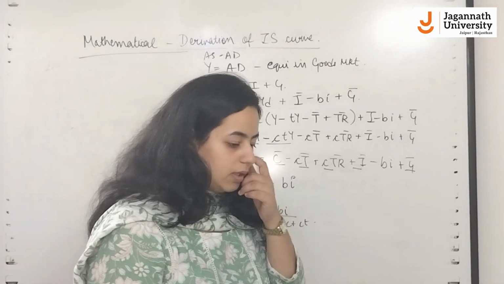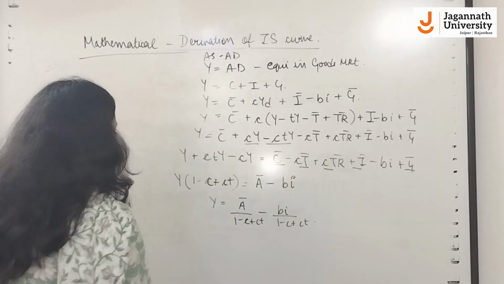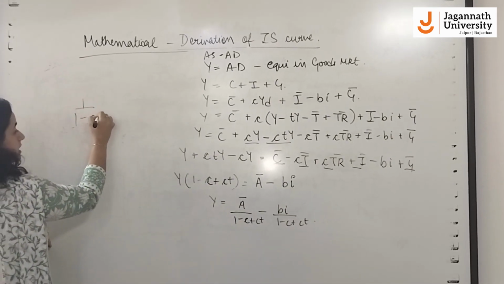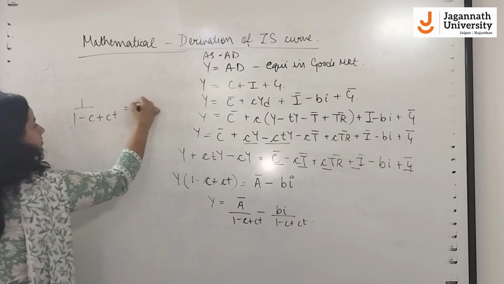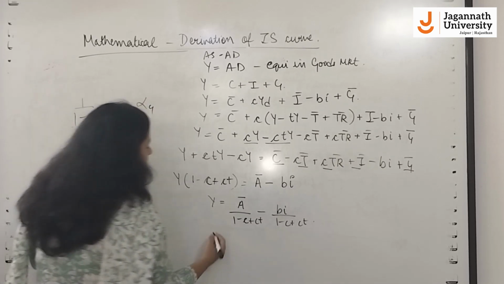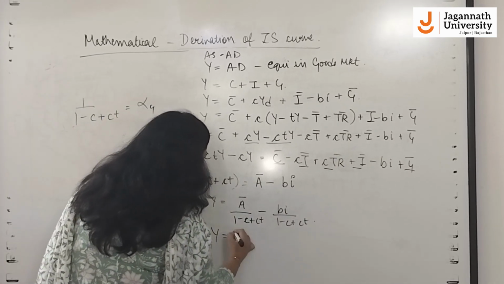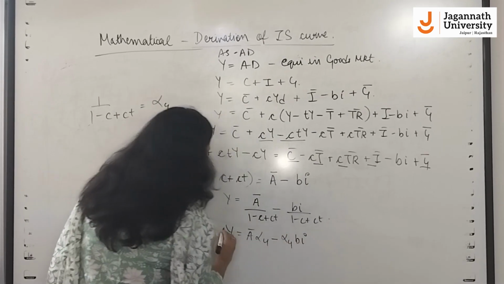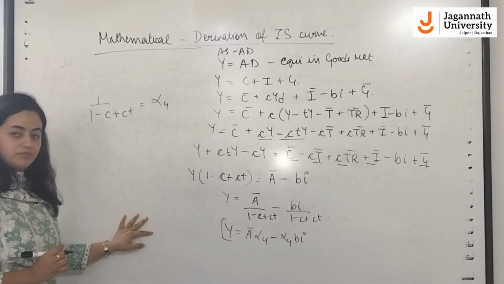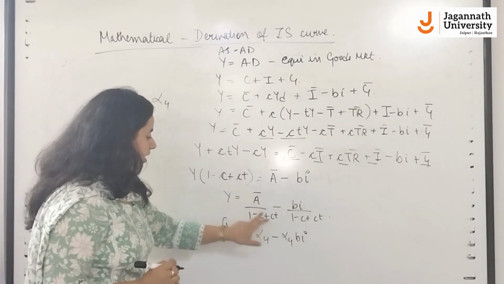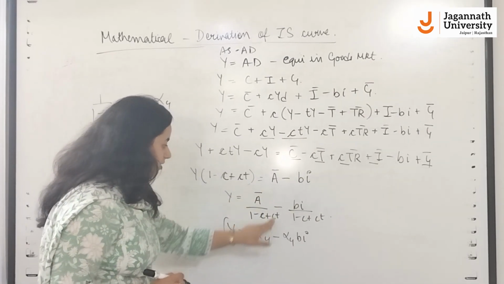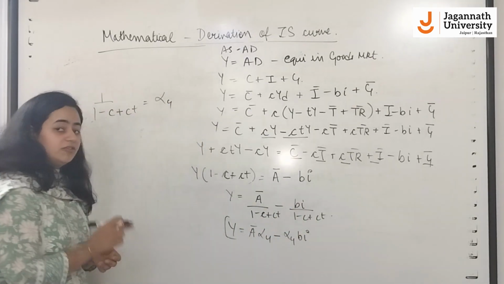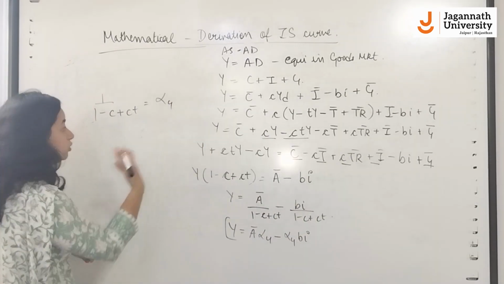After this, 1 upon this is what? I have just told you, 1 upon 1 minus c plus ct is nothing but alpha g. So I can write it as y is equal to a bar into alpha g minus alpha g into Bi. Till here, are we clear? Y is equal to a bar into 1 upon this becomes alpha g, minus Bi, 1 upon this becomes alpha g.